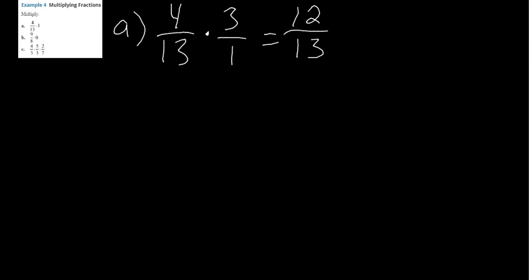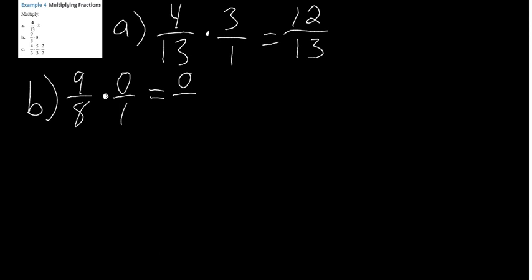All right, B. So B is 9 over 8, and then it's times 0. Well, we know 0 is just simply 0 over 1, right? Well, 9 times 0 is 0, and then 8 times 1 is 8. So let's just go ahead and do this real fast. 9 times 0 is 0, and then 8 times 1 is 8. But 0 over 8 is just going to be 0.